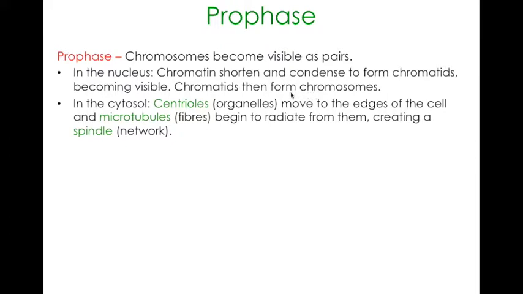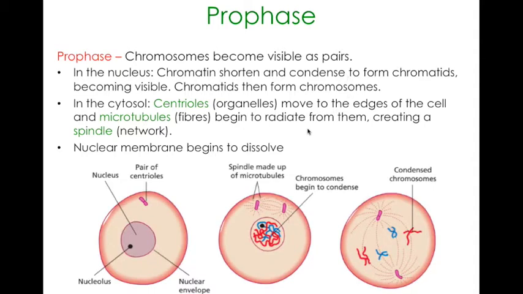Now, during the same time, in the cytosol that is outside of the nucleus in the rest of the cell, you get these particular organelles called centrioles, which then move to the edge of the cell, and they begin to form these microtubules, which is a fiber-like network that we call a spindle. So what you're seeing here is that the cell is beginning to get its DNA coiled together and ready to split and divide, and then the cell is also preparing a network which allows it to move into its particular parts. The nuclear membrane, that is the actual outer casing of the nucleus, begins to dissolve.